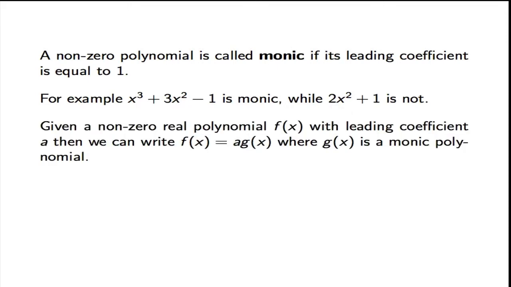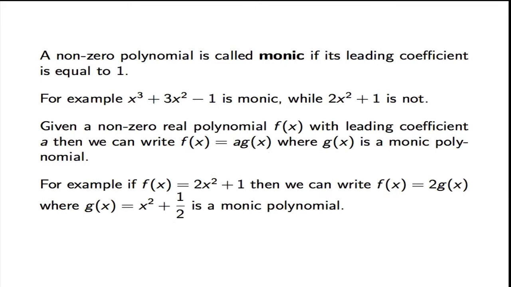But of course, if we have any non-zero real polynomial f(x), which has leading coefficient a, then we can write f(x) equal to a times g(x), where g(x) is a monic polynomial. For example, with the polynomial f(x) equals 2x squared plus 1, which we have seen is not monic, we can write it as 2 times g(x), where g(x), which is equal to x squared plus 1 over 2, is a monic polynomial.